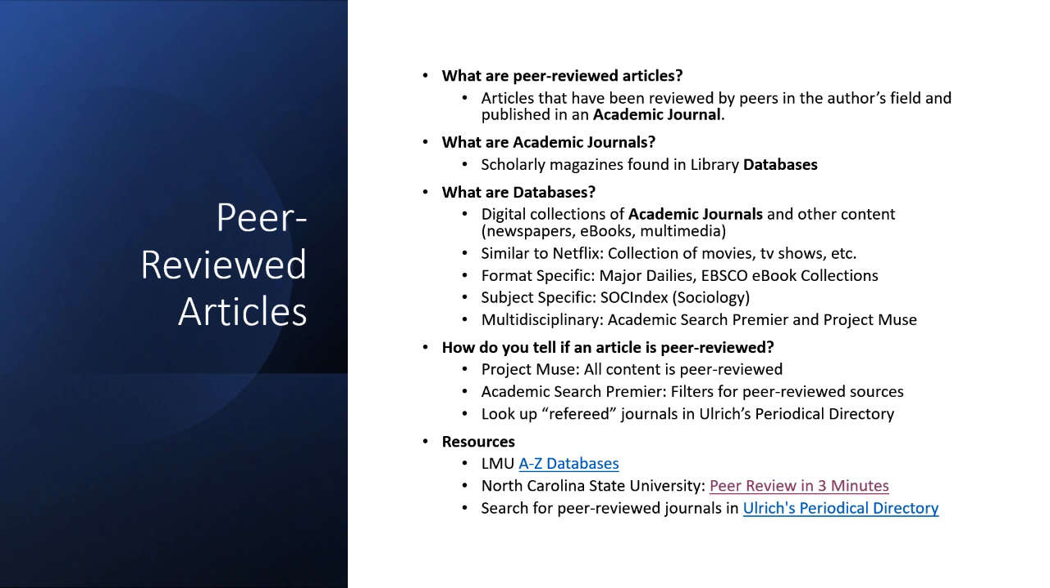How do you tell if an article is peer-reviewed or not? Using library databases is the best way to find peer-reviewed articles. Some databases, like Project Muse, only contain peer-reviewed resources. Other databases, like Academic Search Premier, have filters so that users can choose to only view peer-reviewed sources. You can also access Ulrich's periodical directory to look up peer-reviewed or refereed journals.